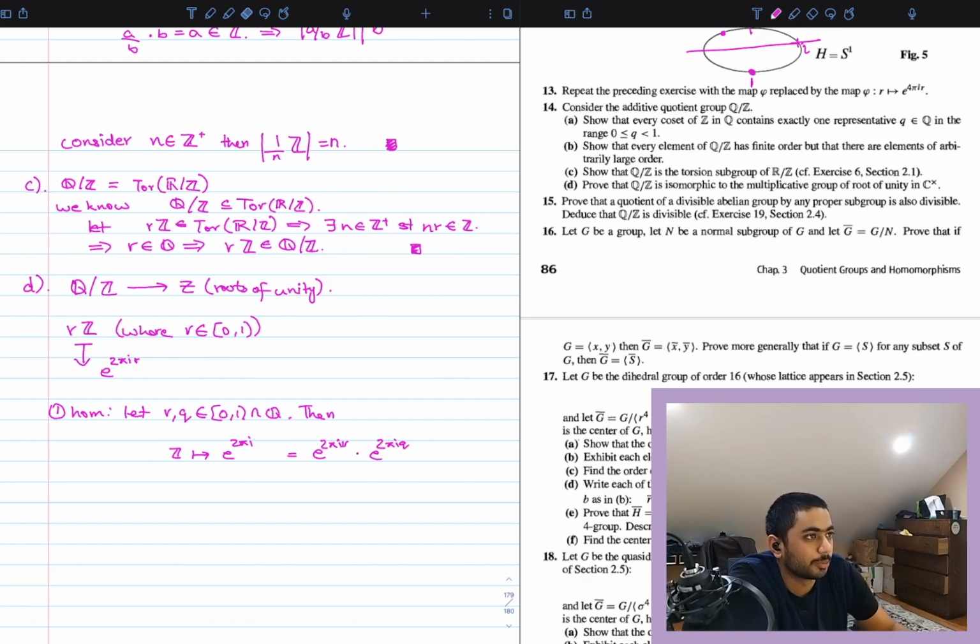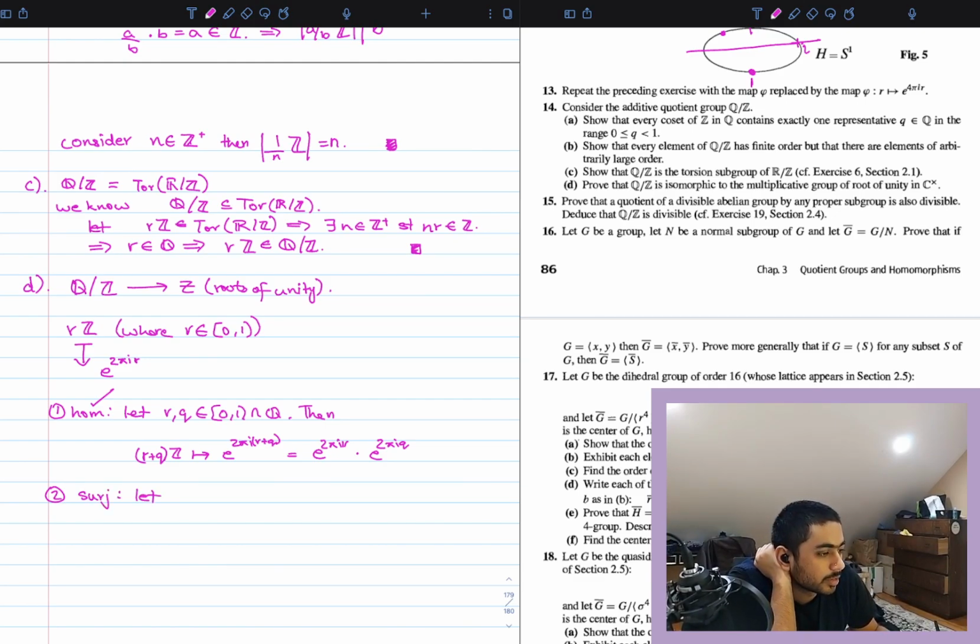This is an additive group. This is R plus Q. There we go. I was confused there for a second, but I think I figured this out. Yeah, so this element gets sent here, and so it is a homomorphism. Okay, next we want to show surjectivity.